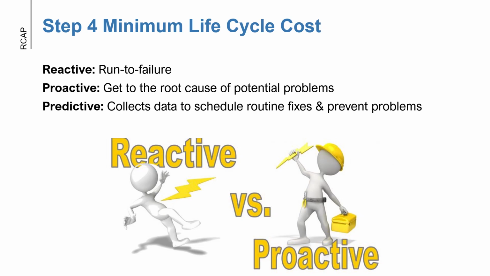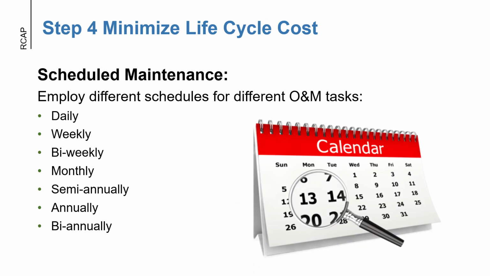While both proactive and predictive maintenance do appear to do the same thing, the truth is they are different. So proactive maintenance endeavors to get to the root cause of a potential problem, while predictive maintenance collects relevant data to appropriately schedule routine fixes and ensure equipment is operating effectively. Employing scheduled maintenance for different operation and maintenance tasks is a way to improve your minimum life cycle cost. And so you'll want to consider maybe daily, weekly, bi-weekly, monthly, semi-annually, biannually, different types of scales for different tasks. So for example, if you have a bunch of valves that you know you need to exercise annually, maybe you want to space it out to where you exercise a few each month instead of doing all of them the same month every year, if that makes sense.